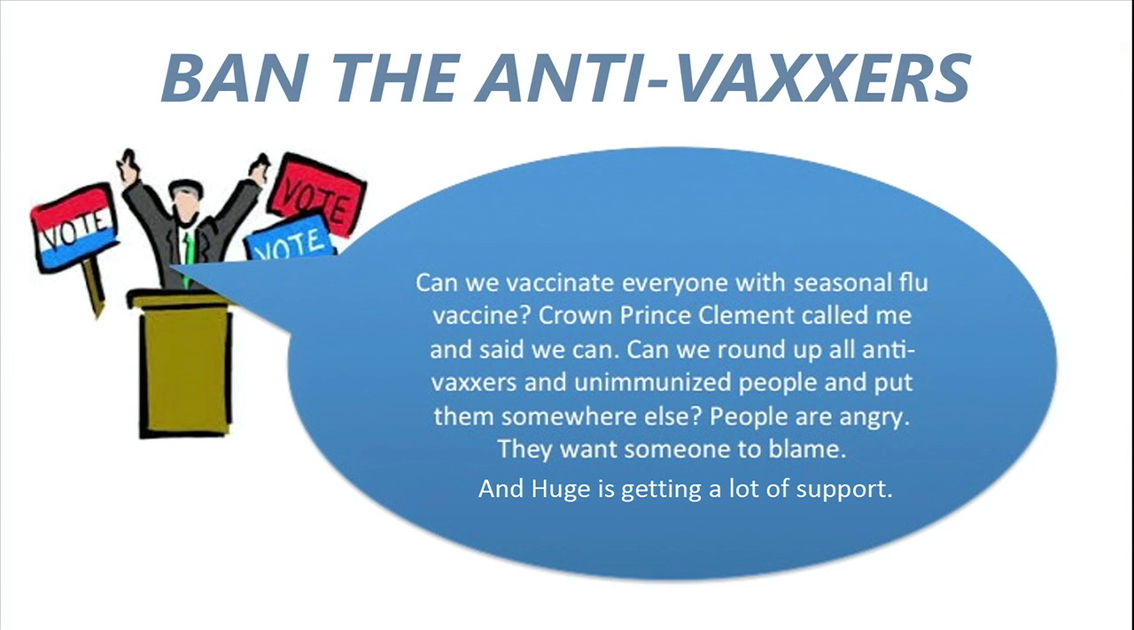The Prime Minister: Can we vaccinate everyone with seasonal flu vaccine? Crown Prince Clement called me and said we can. Can we round up all anti-vaxxers and unimmunised people and put them somewhere else? People are angry. They want someone to blame. And Huge is getting a lot of support.